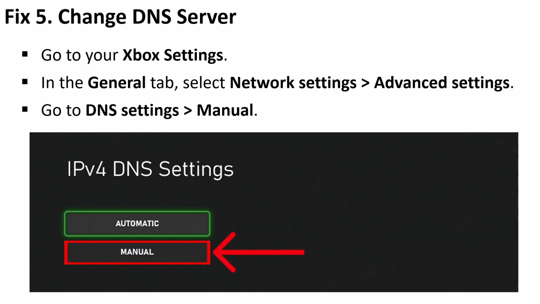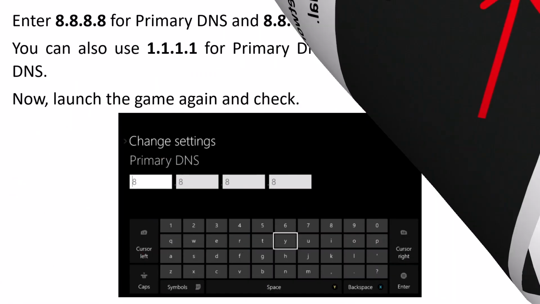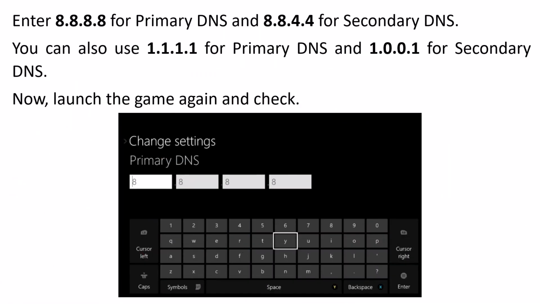Fix 5 is to change DNS server. Go to your Xbox settings, in general tab select network settings, advanced settings. Go to DNS settings manual, enter 8.8.8.8 for primary DNS and enter 8.8.4.4 for secondary DNS. Now save it and then launch the game and check.